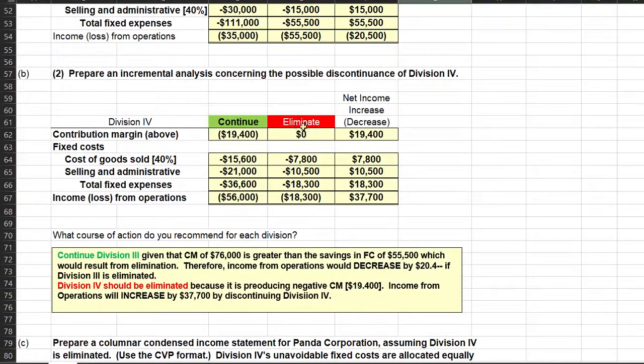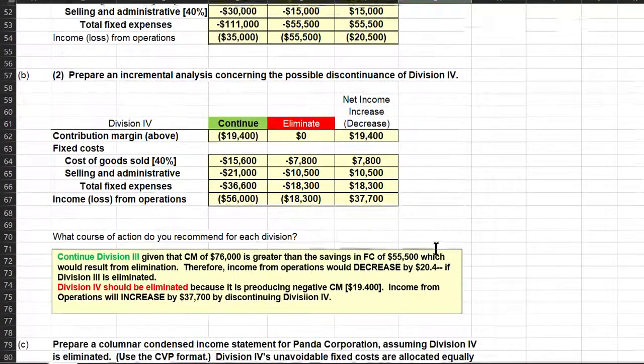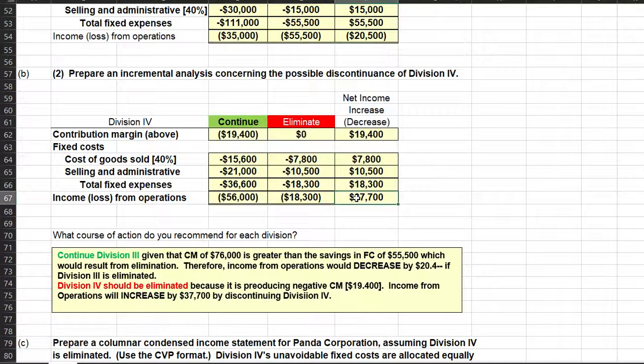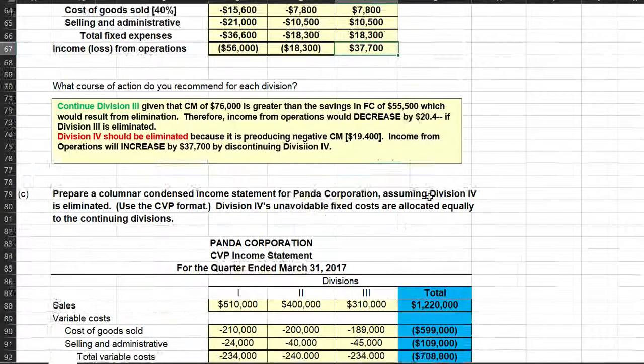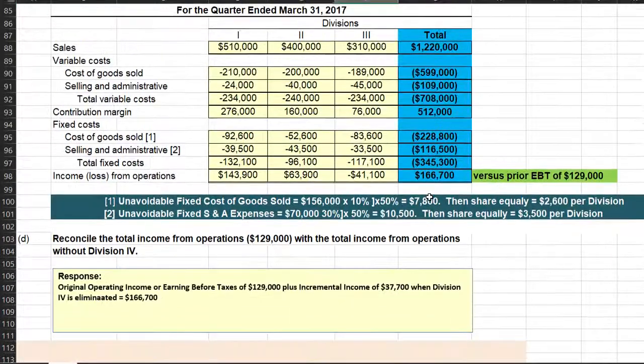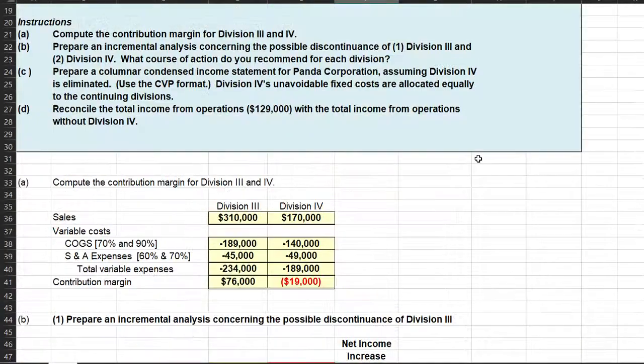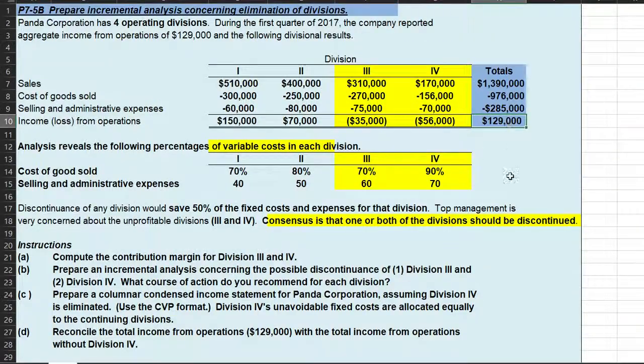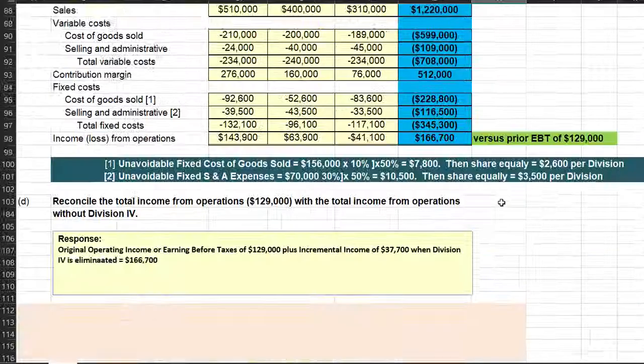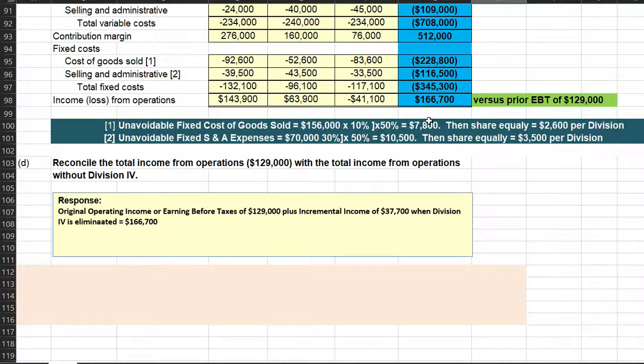Because given our incremental analysis, we indicated that if we were to eliminate Division 4, there would be a $37,700 increase in net income. And so 37,700 plus the original profit of 129,000 gives us our new profit of 166,700. And this is what I stated here.